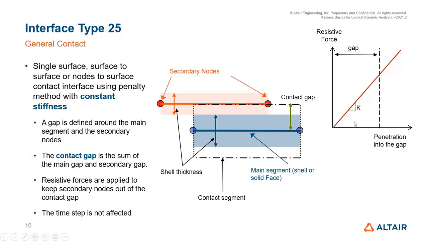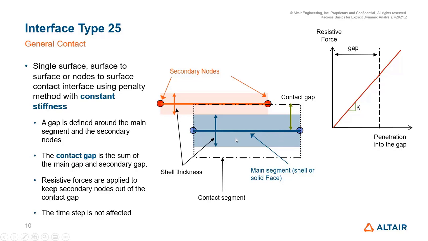In this case, the resistive forces will not depend on the rate of change of penetration. When I say it does not depend on the rate of change of penetration, it allows you initial penetrations. So this is also a single surface or surface to surface or node to surface contact, and it works again on the penalty method.